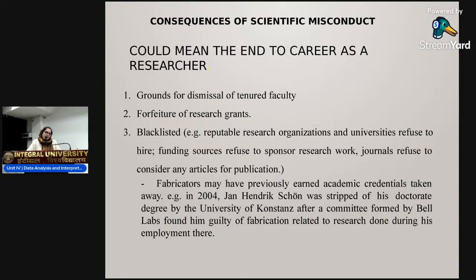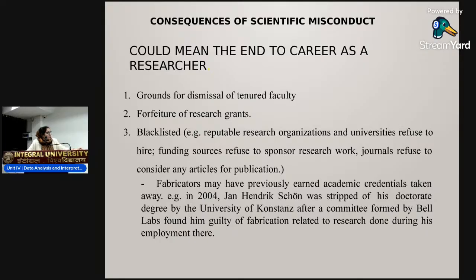Sometimes you may have to return the money too. It's not like you have consumed the money, utilized it, and you cannot give it back. What have you utilized it on? Fabricating data, right? The committee may ask what you have used it for. For fabricating data. So obviously you have not used the money properly. So please pay the money back, right?